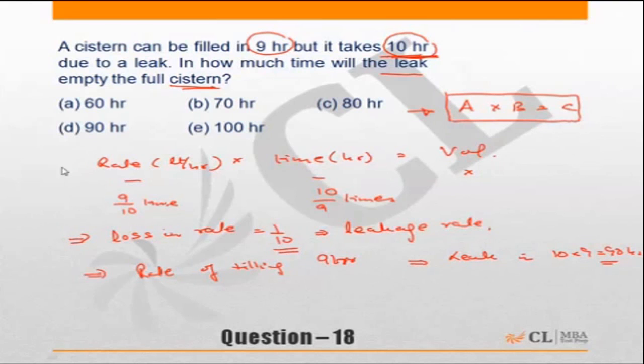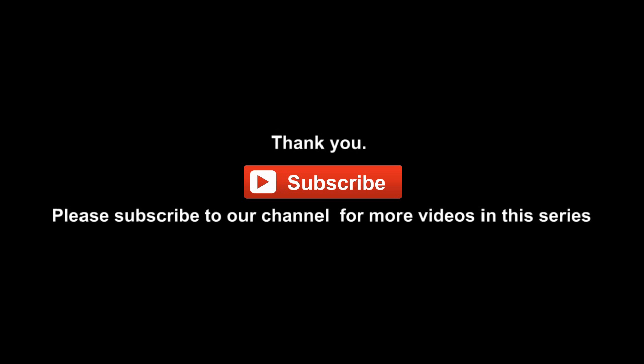Incidentally, if you would have noticed the choices, you could have very easily said my answer should be a multiple of 9 and 10, and hence 60, 70 and 80 cannot be the answer.